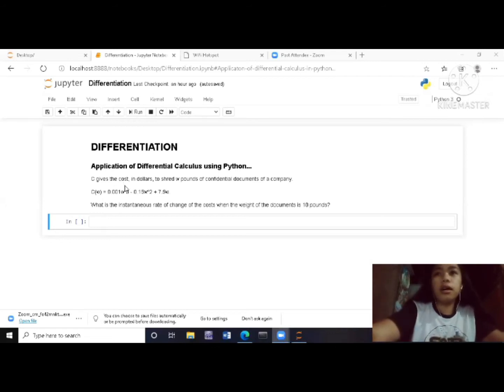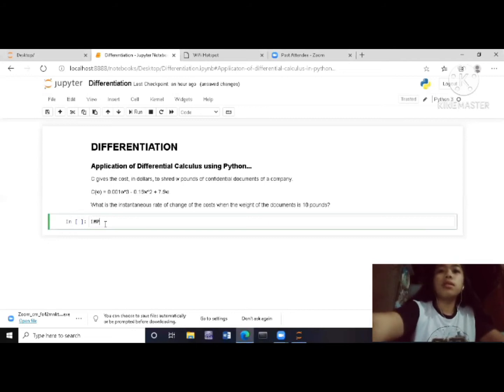Here is the problem. C gives the cost in dollars to shred W pounds of confidential documents of a company. Given the function C of W is equals to 0.001 times W raised to 3 minus 0.15 times W raised to 2 plus 7.5 times W. What is the instantaneous rate of change of the cost when the weight of the documents is 10 pounds?